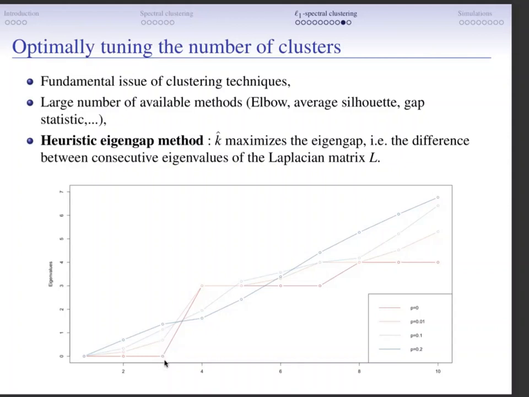When the graph is a little bit more perturbed, for example 0.1 in light blue, it's harder to find the optimal number of clusters because there is no clear eigengap in your values, so it's harder to find the best number of connected components, 3. But we are still looking for an eigengap in the data.